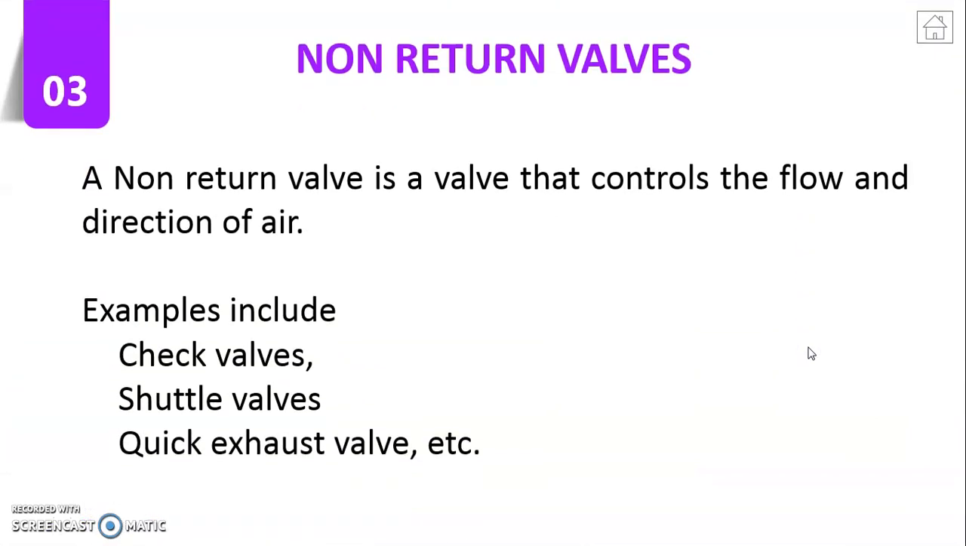non-return valve. The common non-return valves we use in our pneumatic system are the check valve, shuttle valve and quick exhaust valve. In this video I just cover the check valve alone. In the next video, we are going into detail about the shuttle valve, the quick exhaust valve, and how the shuttle valve can be used for developing an OR gate. So first we will go with the check valve.